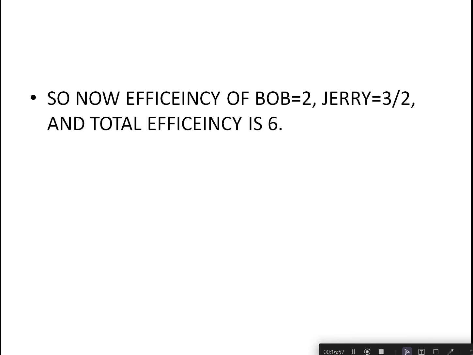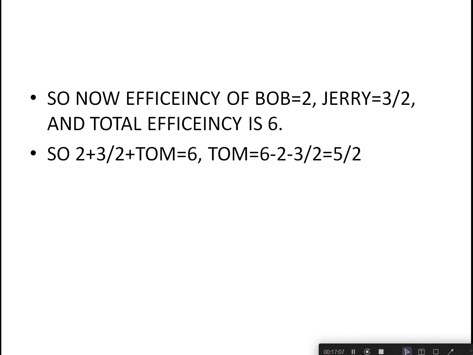So now the efficiency of Bob is 2, Jerry's efficiency is 3 by 2, and all together they have an efficiency of 6. So we can find out Tom's efficiency easily. That will be 6 minus 2 minus 3 by 2. We are getting 5 by 2. So the efficiency of Tom is 5 by 2.